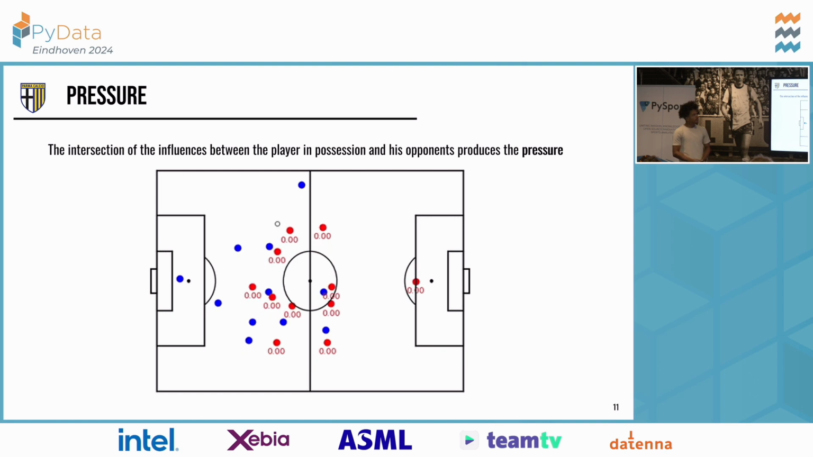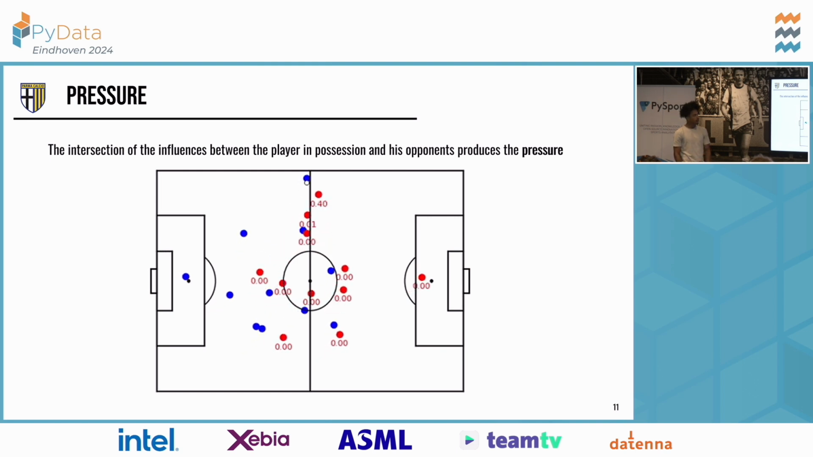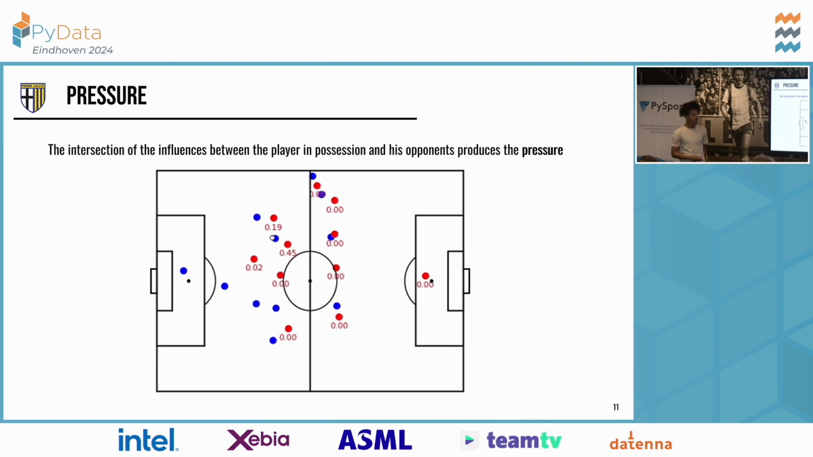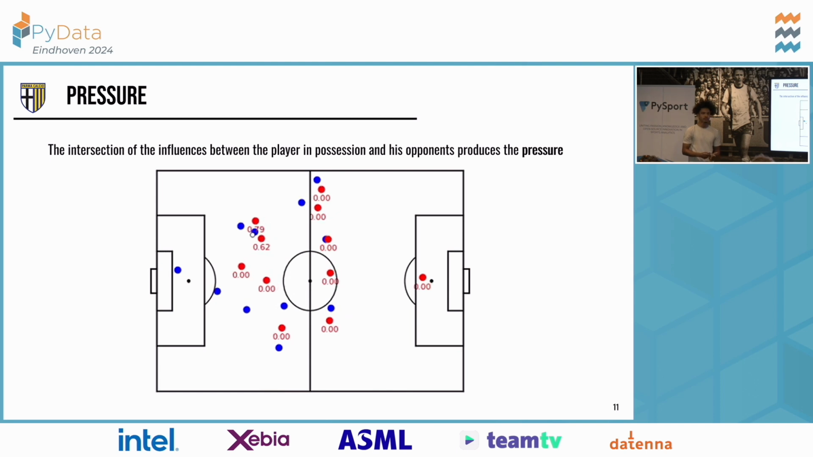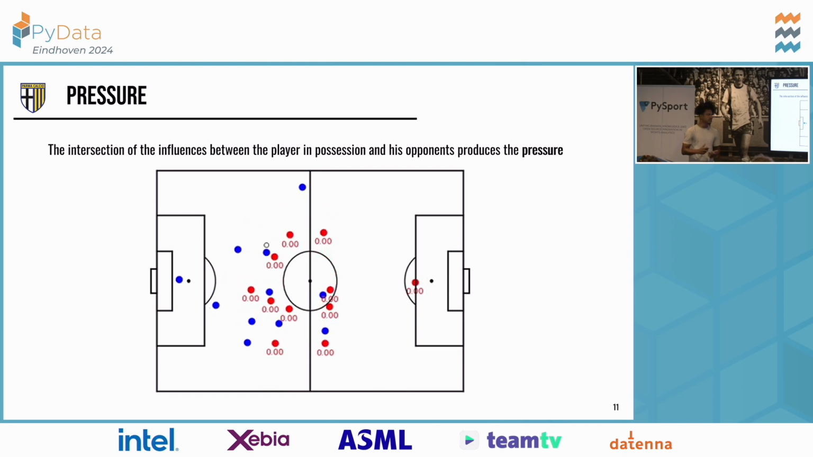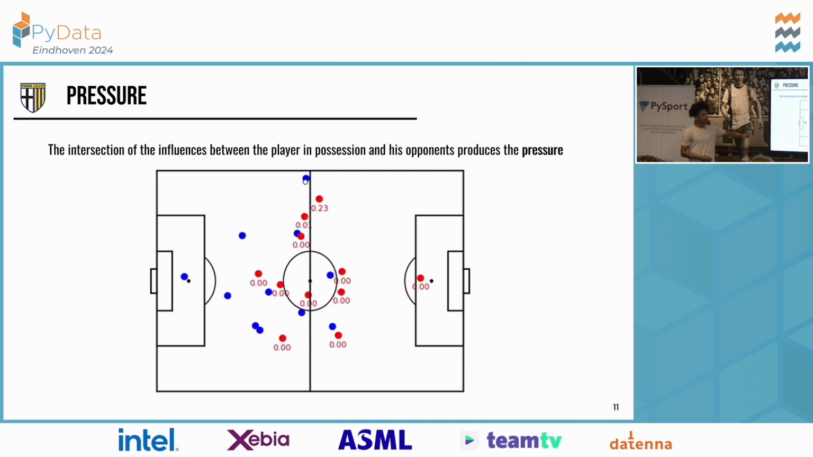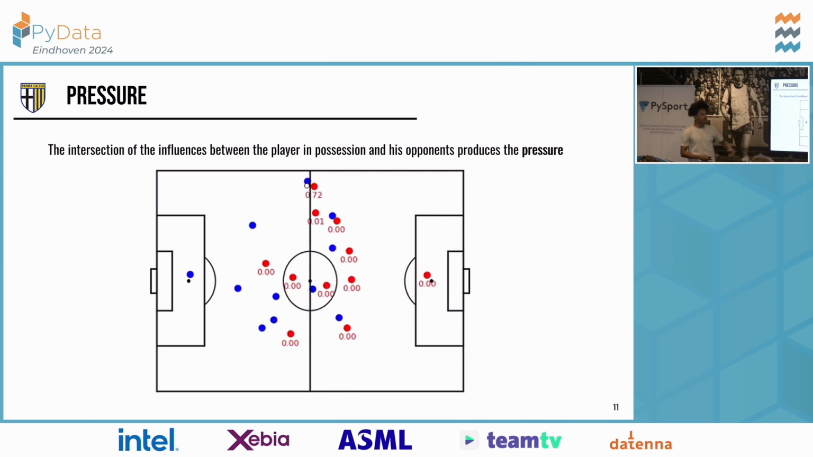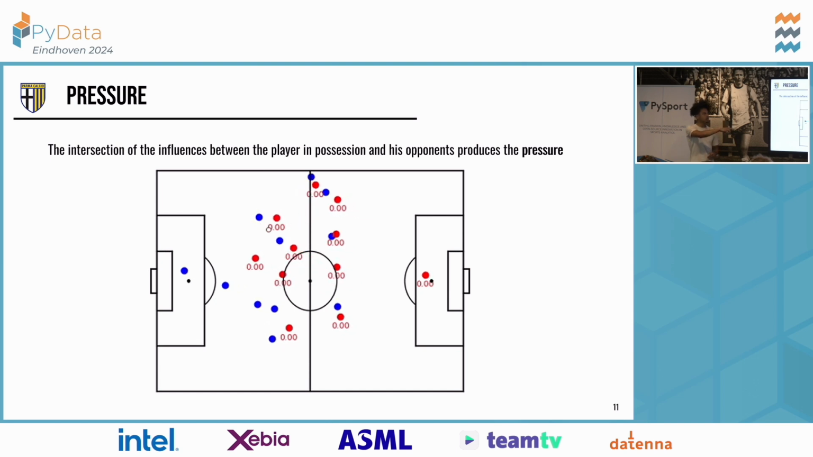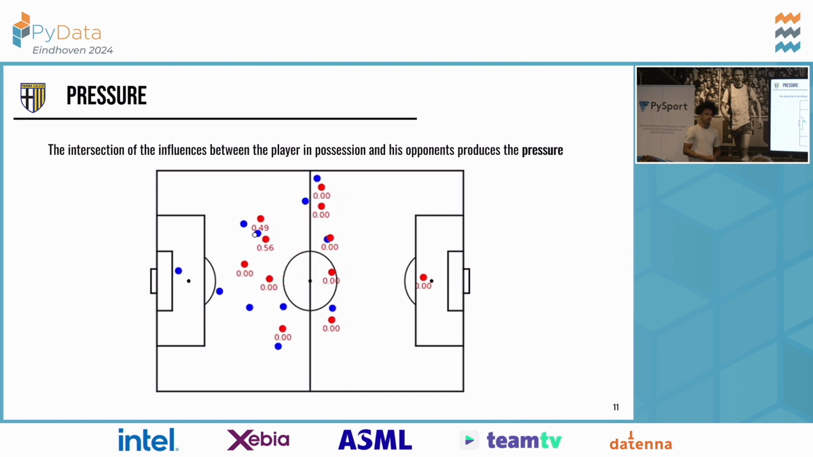The third model is the pressure. So based on the position of every player and their velocity, we estimate the pressure that the player in possession of the ball is undergoing. So here you can see that the blue team has possession of the ball, and for each opponent we see how much they pressure the player in possession.